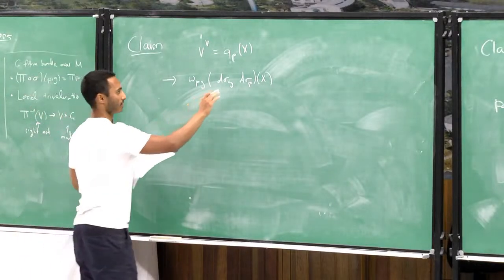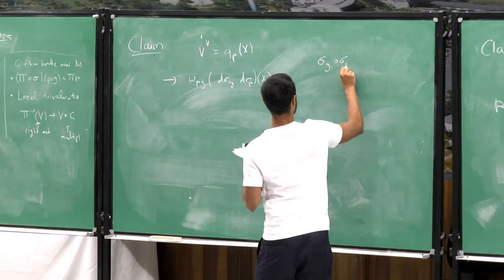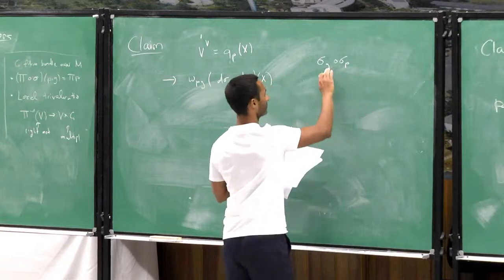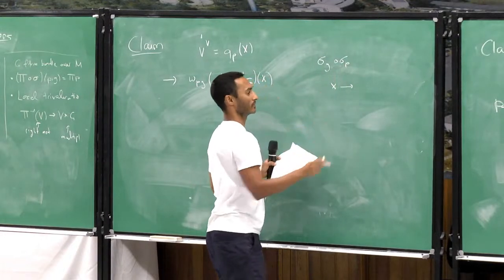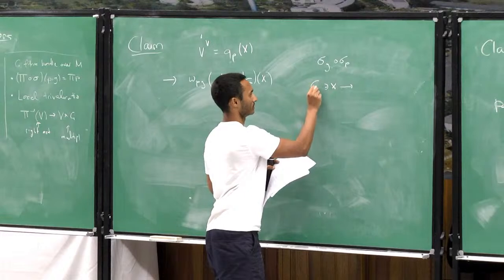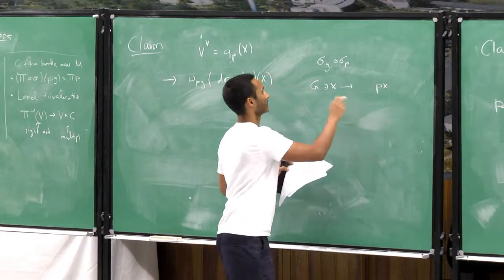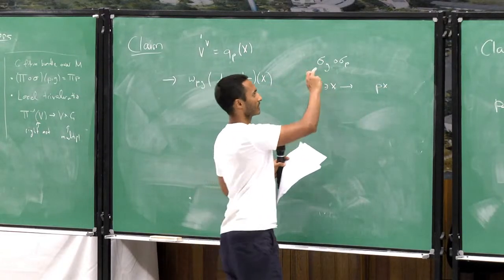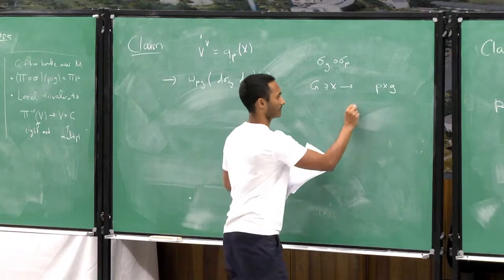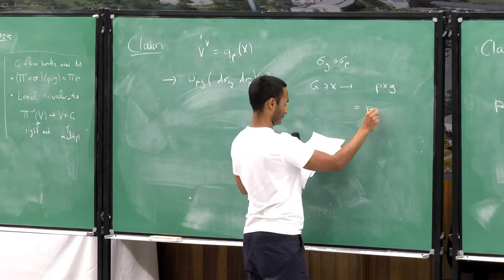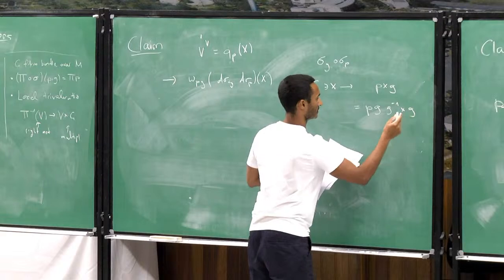Okay, so let's look at what the map sigma G composed with sigma P does. We take a point X in the Lie group and apply sigma P, which is just the right action, so we get P times X. After that, we apply sigma G, which is again acting by G on the right. So this is this expression, and that we can rewrite as PG times G to the minus 1 X G.